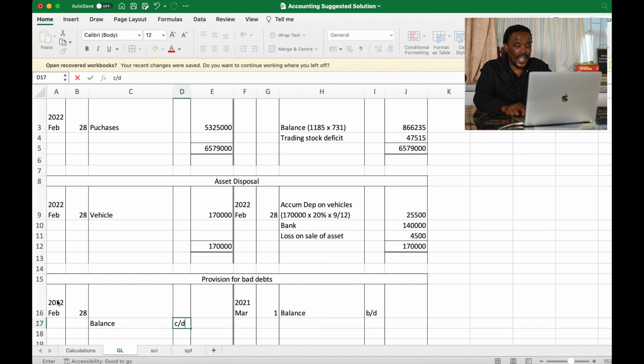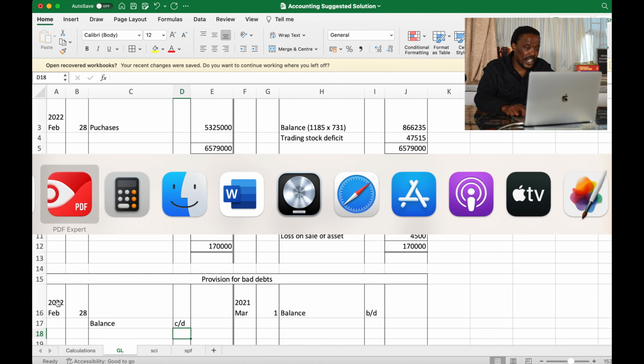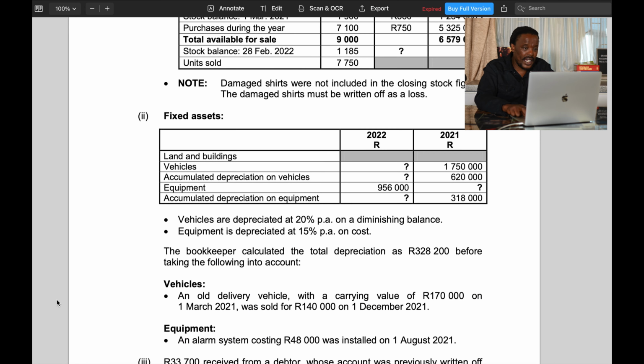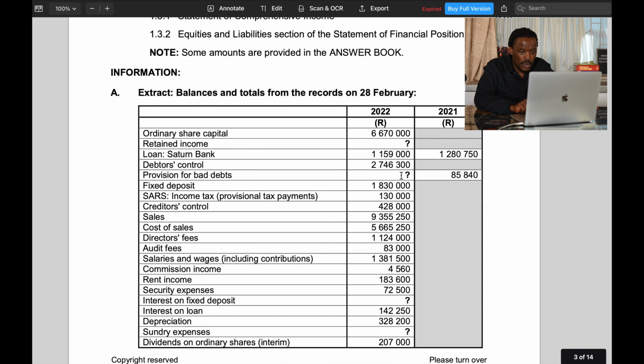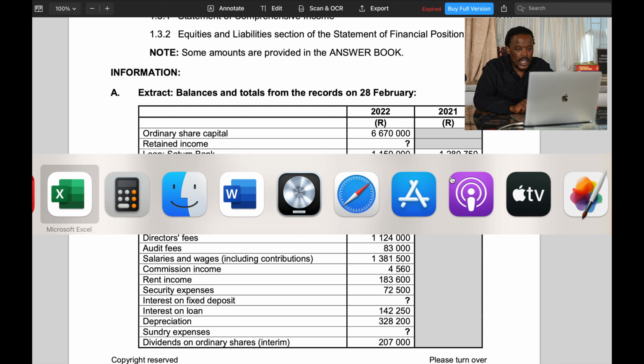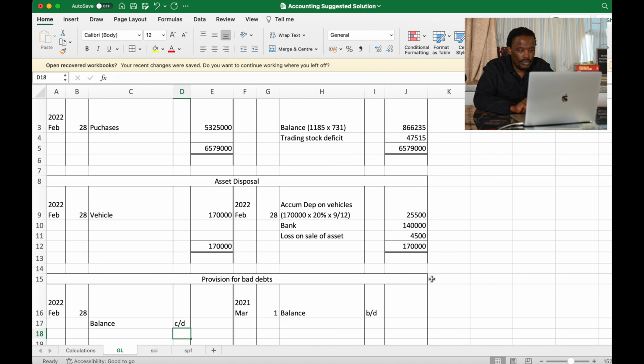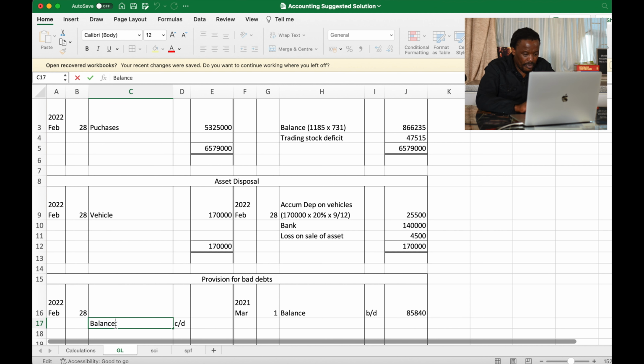And when you look again at the pre-adjustment trial balance, let's look at the manner within which the provision for bad debts was put. They put the question mark this year, but last year they gave us 85,840. And then what is our balance carried down? Our balance carried down becomes very simple.